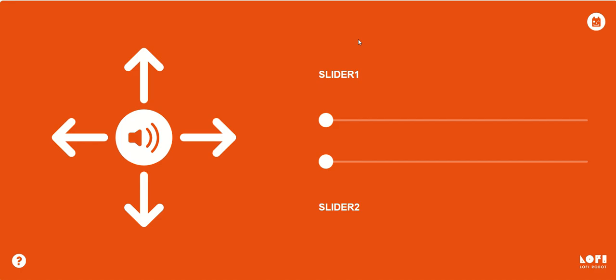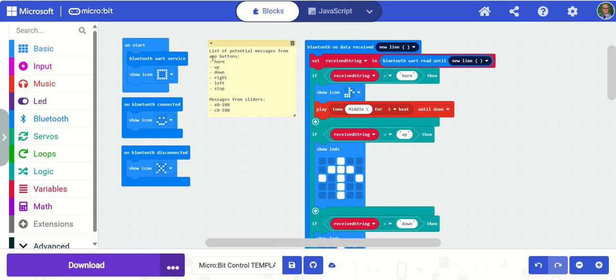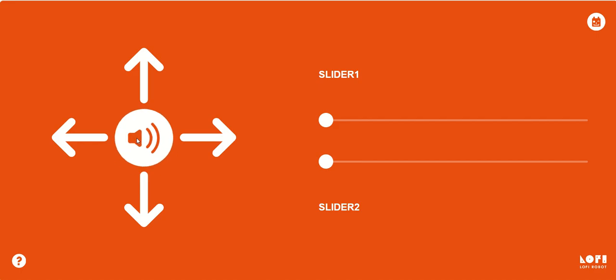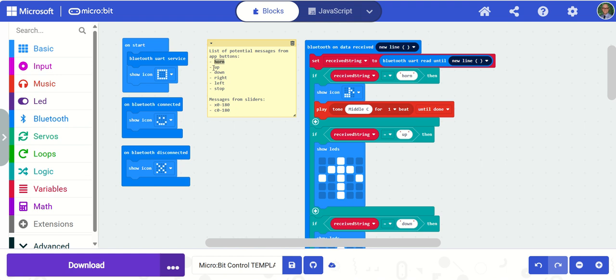So the app itself sends what are called strings, in other words, messages in text. Just like you get text from a book, this is going to be sending messages as words. The potential messages that it does send are all listed here. It's going to send the word horn when you click on the horn button. It is going to send the word up when you click on the up arrow, down arrow, left, right.